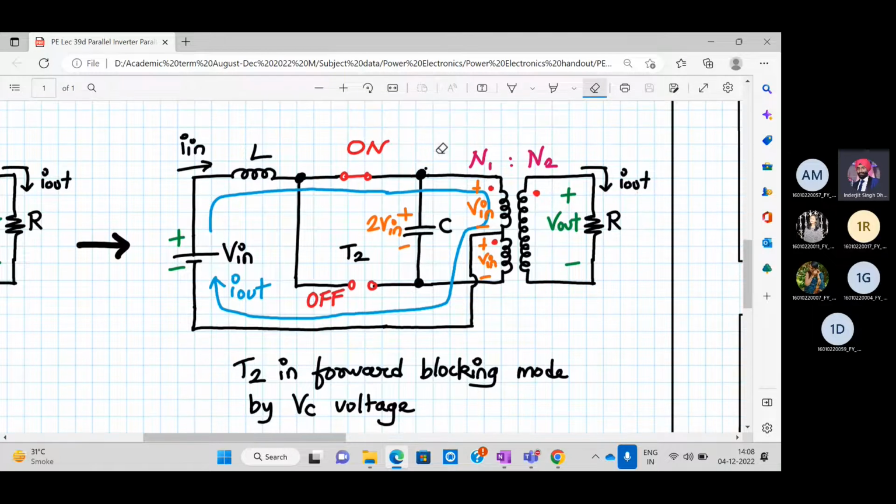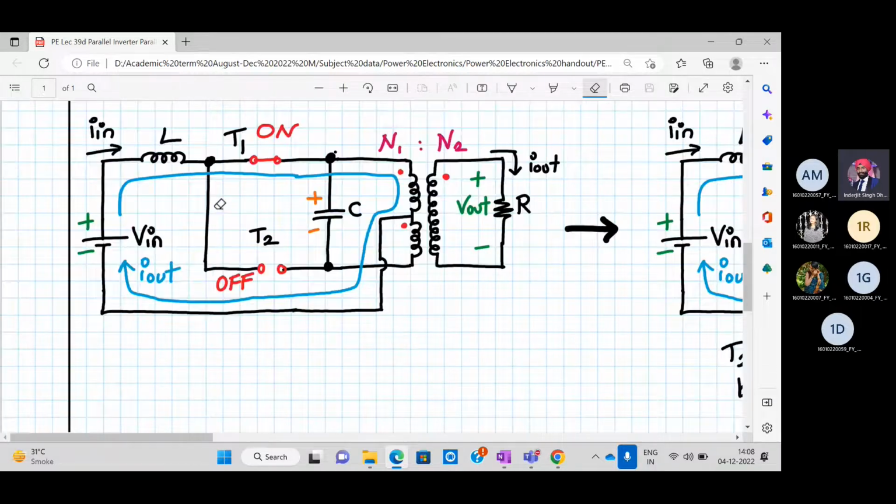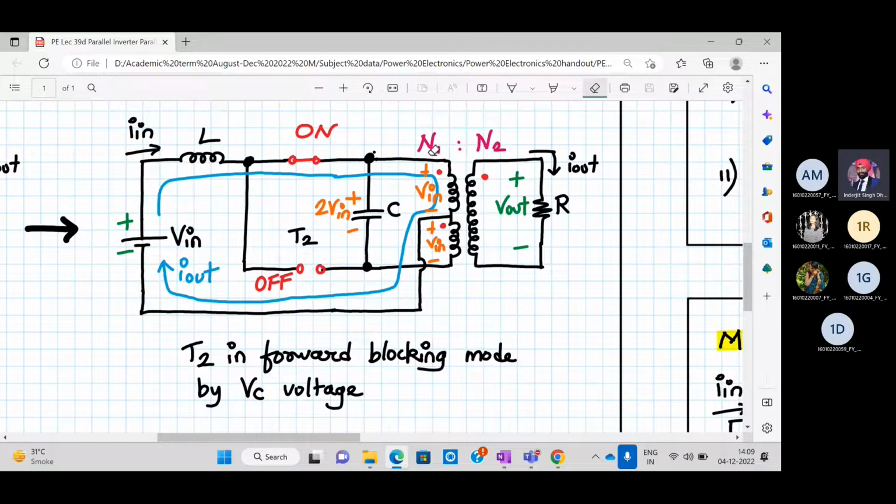Okay. So far so good. So what has happened? T1 is turned on and the current is flowing through the upper half of the primary winding. Due to this, EMF is induced across the upper half. Similarly, in the lower half also EMF is induced because of the property of these mutually coupled windings. So the capacitor voltage can charge up to 2 V in now.